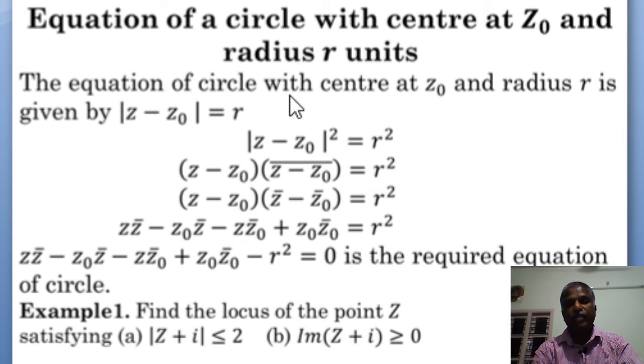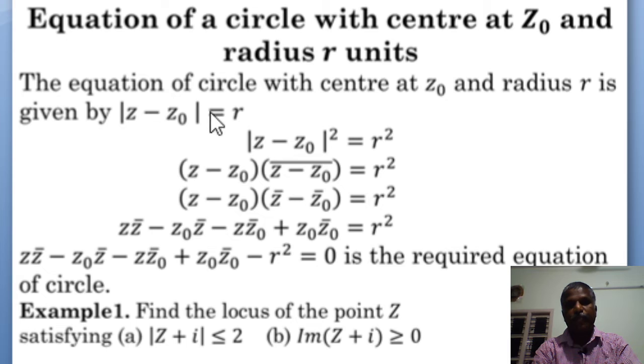So the equation of a circle with center at z naught other than the origin and radius r is, you replace z by z minus z naught. Similar to x minus x1 whole square plus y minus y1 whole square is equal to r square in the Cartesian form. Here in the complex form, the equation of a circle with center at z naught and radius r is the modulus of z minus z naught is equal to r.